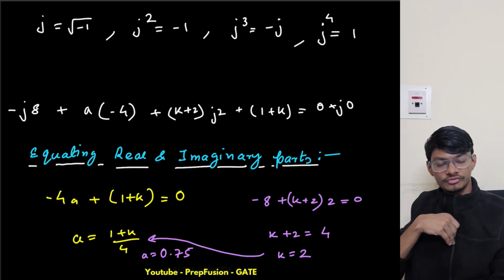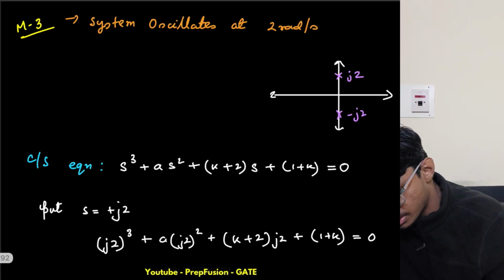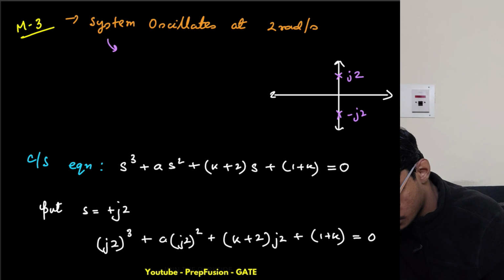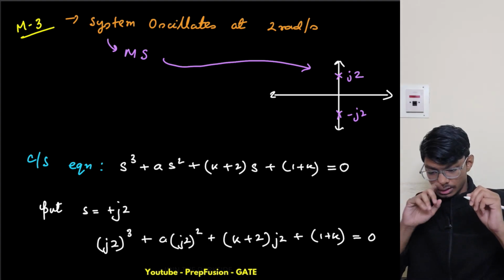If they have given you some information that my system oscillates, what does that mean? That means my system is firstly marginally stable. Okay, marginally stable system. Then I can know the location of the roots. So yeah, this is a very good question.